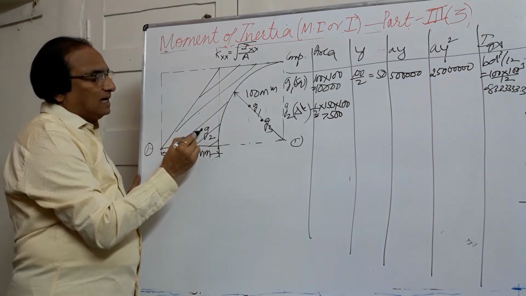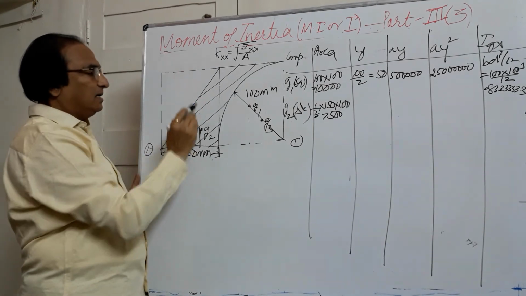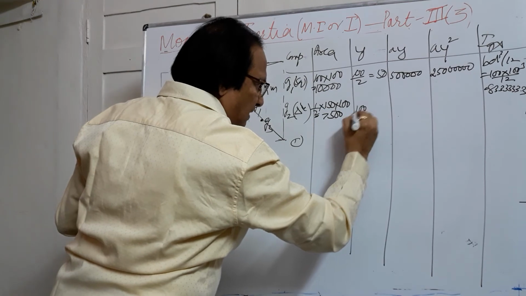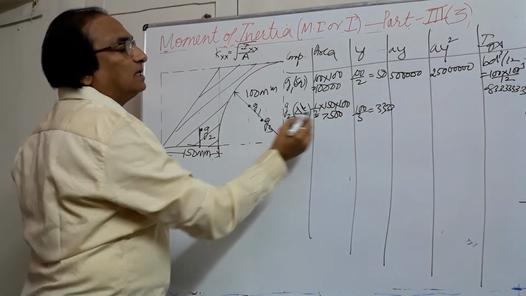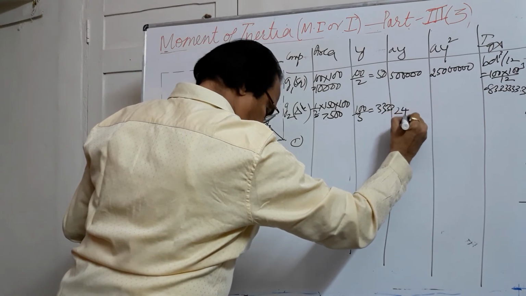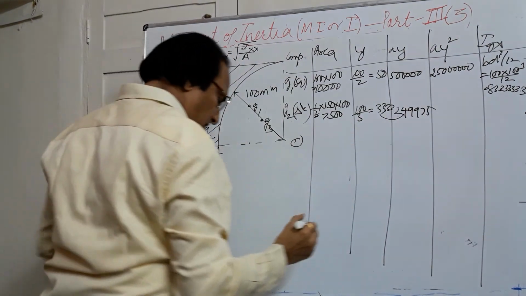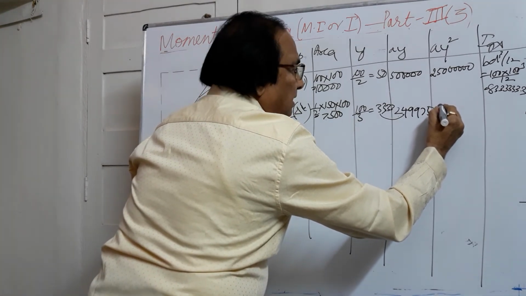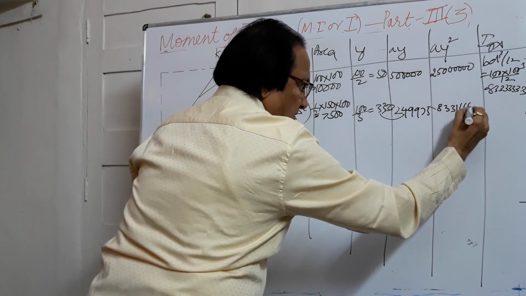Now this is the center of the triangle. I need the distance from 1-1. It is from the line, so it is 1/3 of the height. And how much is the height here? 100. So this will be 100 by 3, which is equal to 33.33. If you multiply A and Y, you get the value as 249975. Again multiply it by y, you get the value as 8331666.8.